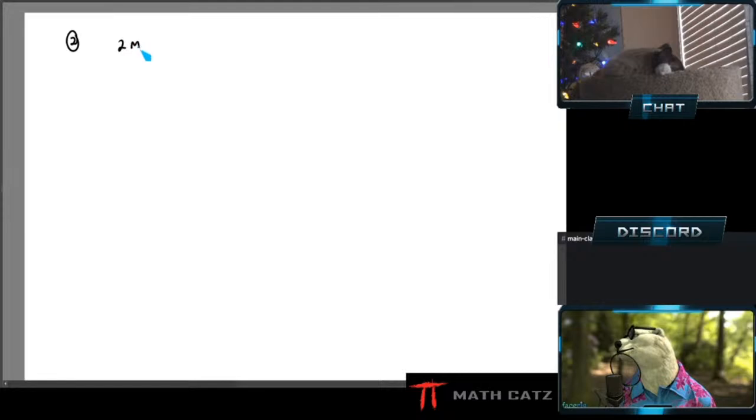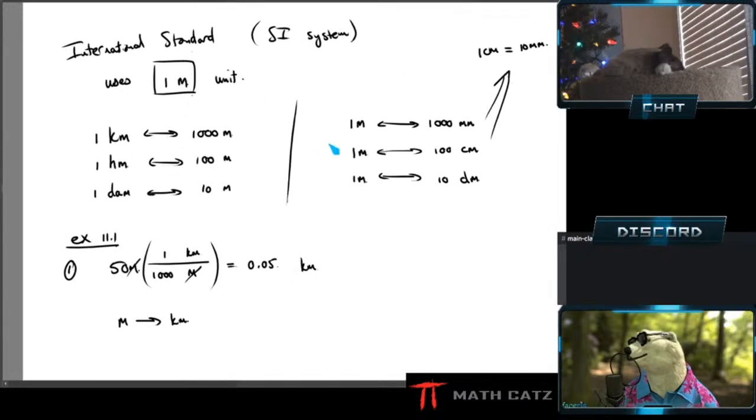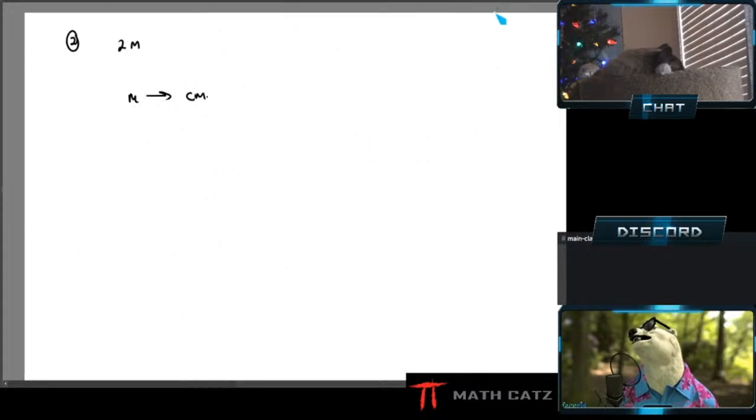I start with 2 meters. I want to go meters to centimeters. Well, my table allows me to do that directly right there. And I can say, well, my reference pair needs to have meters and centimeters in this order so that meters can cancel and my answer will be in the right units that I want. 1 meter, 100 centimeters, so 2 meters, 200 centimeters.